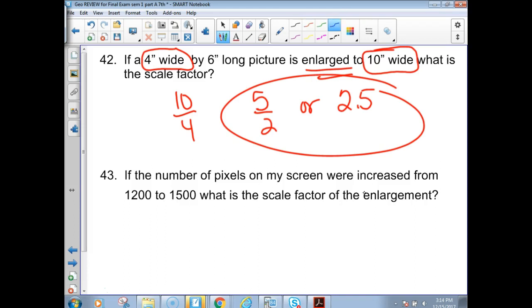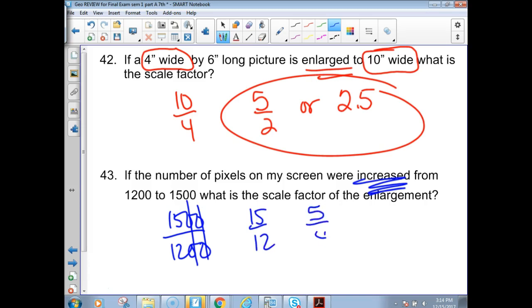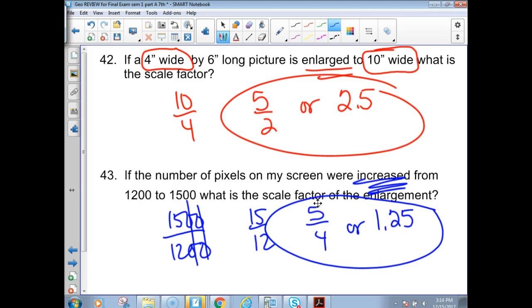The number of pixels on my screen is increased. It says increase, so put the larger number on top of the smaller number to get the scale factor. You can cancel out those zeros and then reduce 15/12 by dividing by 3, to get 5/4. Or you could type it in the calculator and get 1.25. But do not round that to 1.3. You need to leave it at 1.25. Okay? Do not round to 1.3.